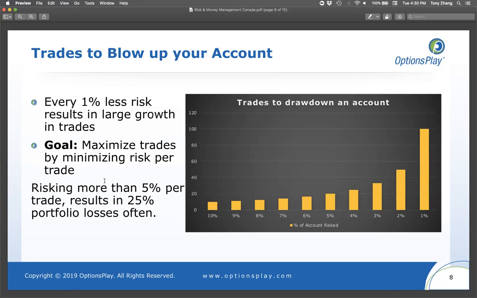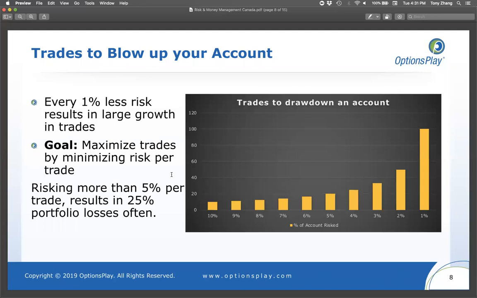So that's why risking anywhere more than 5% of your account will result in 25% portfolio losses very often. And again, our goal is to minimize the ability of ever losing more than 25% of our account, which is why we reiterate that we want to focus on limiting the amount that we're risking per trade to that 1 to 2% range, so that you literally have to have 50 to 100 consecutive losing trades before you're at the point where you've blown up your entire account.